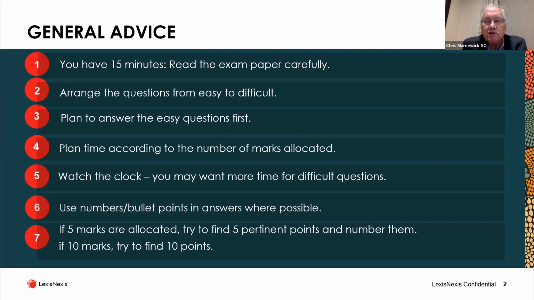Secondly, watch the clock. Sometimes you will need more time for the difficult questions, and you should keep that in mind. When it comes to general exam technique, I think you should use the system that we use in all our legal writing. Arrange things in paragraphs and number them. Use bullet points and numbers. Next issue, if 5 marks are allocated to a particular question, try to find 5 points that are relevant to the answer to that question, and then number them. The same would apply to a question that has 10 points allocated to it. The whole idea is that you should impress the person who has to mark your paper with the arrangement of your material, of your answer.